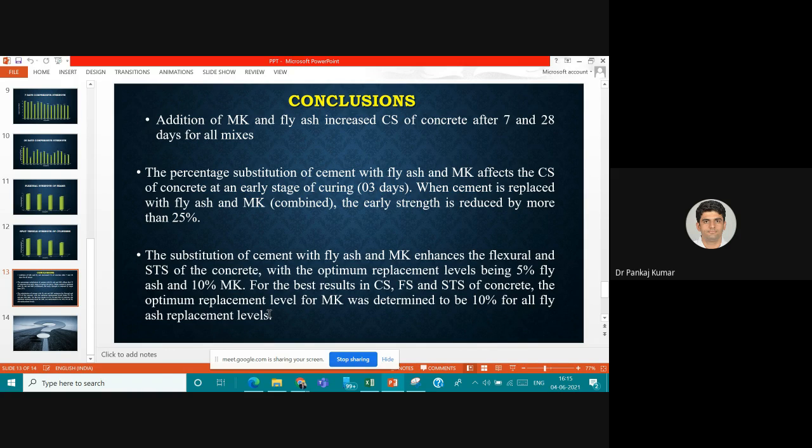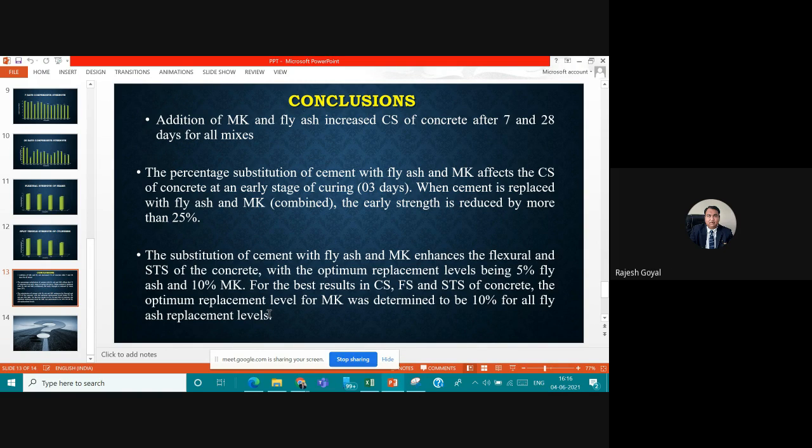Sir, I have one more query. When we are adding 5% fly ash and 5% metakaolin, we are getting maximum strength. But similarly, when we are increasing the percentage of metakaolin, at one point at 15%, the reduction in strength is very significant. Is there any specific reason, sir?